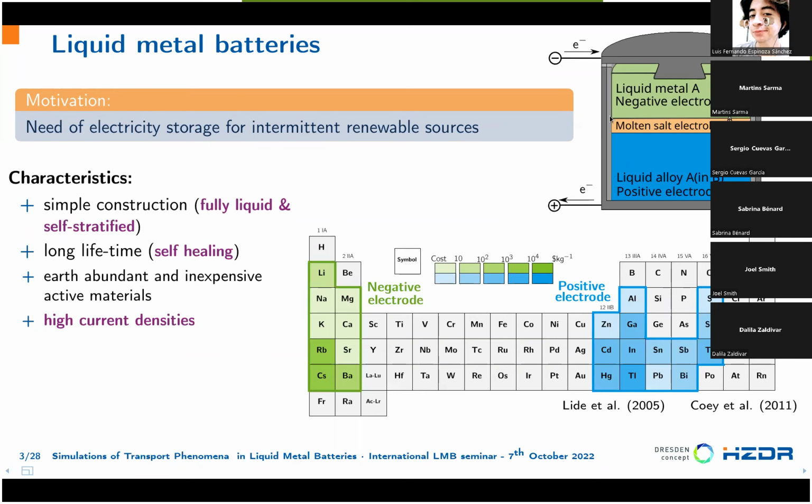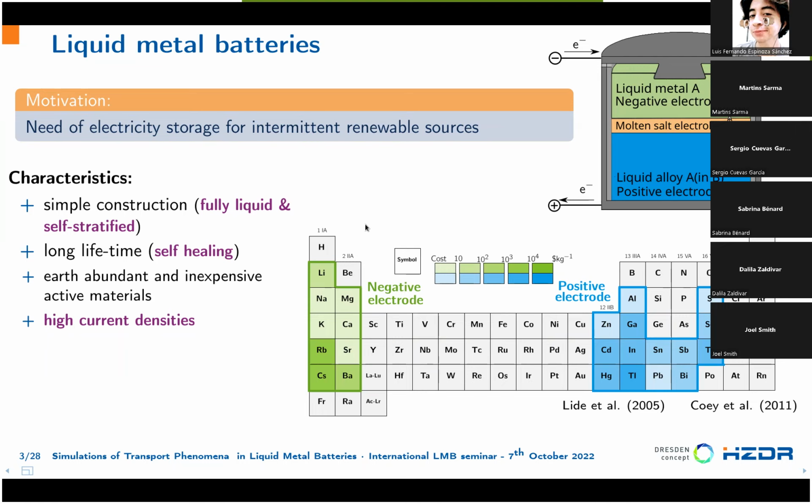In particular, the liquid nature of the cell allows simple construction. We have 3 layers that are stably stratified by the density differences. And we have a long life due to the liquid nature of the electrodes, and high current density due to the liquid nature of the interfaces and the high temperature. And at the same time, we can select specific materials in the periodic table that are at the same time abundant and inexpensive. So on the top, we have the negative electrode.